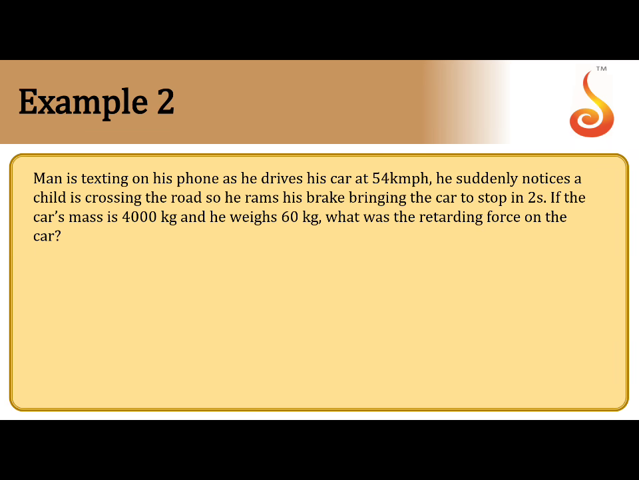A man is texting on his phone as he drives his car at 54 km per hour. He then notices a child crossing the road. So he rams his brake, bringing the car to stop in 2 seconds. If the mass of the car is 4000 kg and the mass of the person is 60 kg, what was the retarding force on the car?